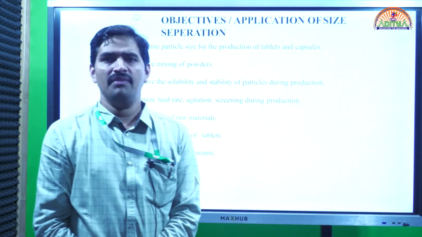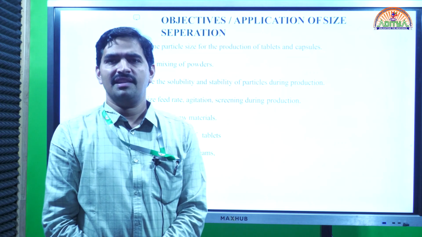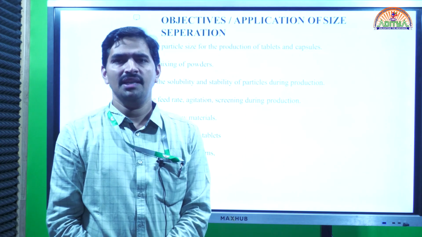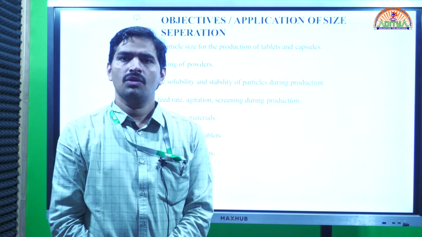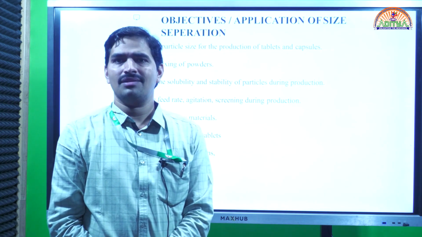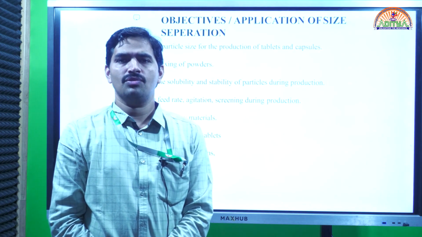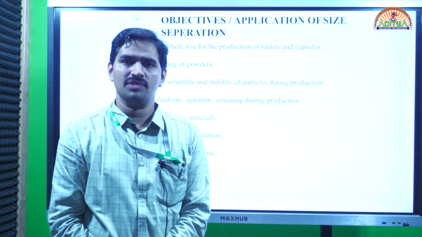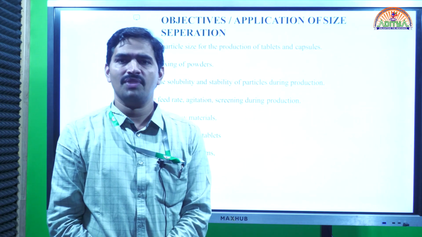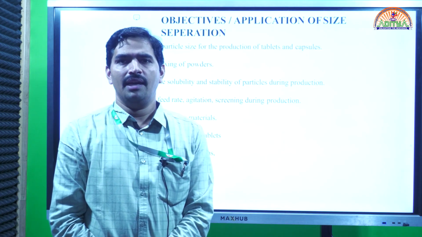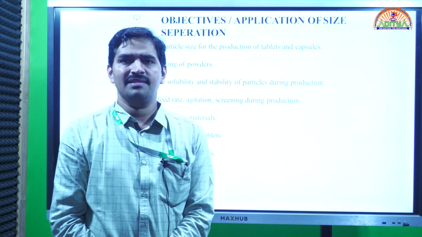Coming to the next one, to improve the mixing of powders. As I told previously, particle size distribution is very important. That means there should be a required ratio of coarse sized particles to fine sized particles. If that ratio is not good, then what happens? Usually that leads to improper mixing. So to get a good mix, initially you have to separate the different sizes of the particles and determine the ratio between coarse particles and fine particles. In such a way you provide efficient mixing by means of size separation.